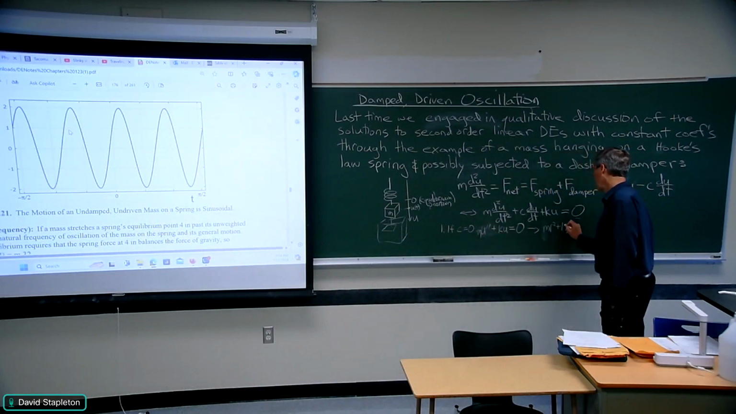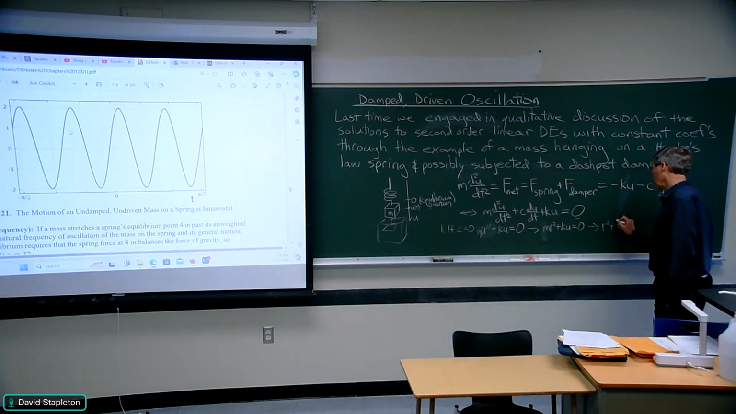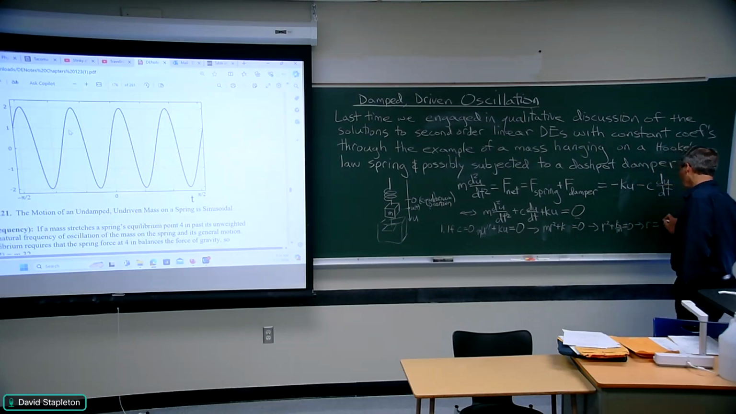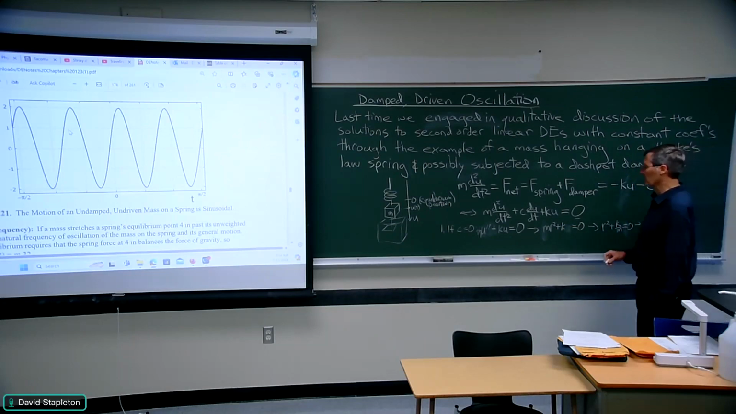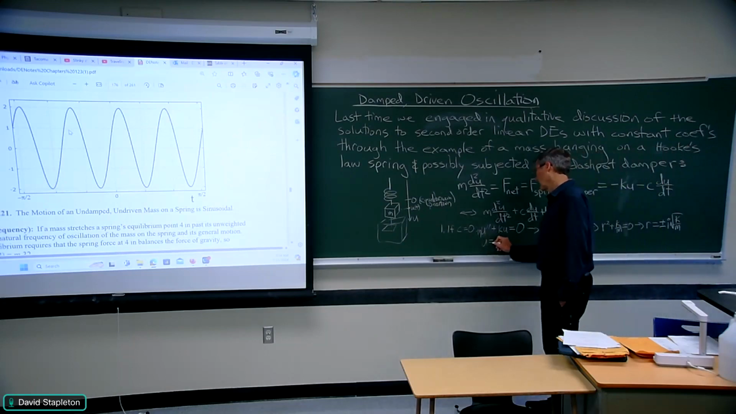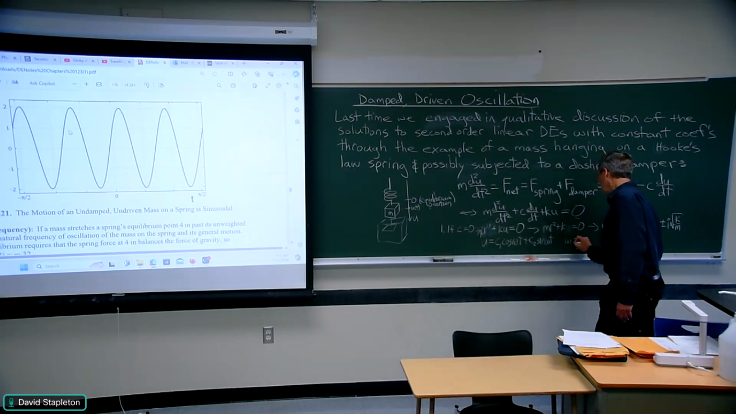MR squared plus KU equals 0 tells us that R squared plus K over M equals 0. That says that R equals plus or minus i square root K over M. And that tells you that the solution is the undamped case: C1 cosine of square root K over M, we'll call it omega t, plus C2 sine omega t, where omega is square root K over M.